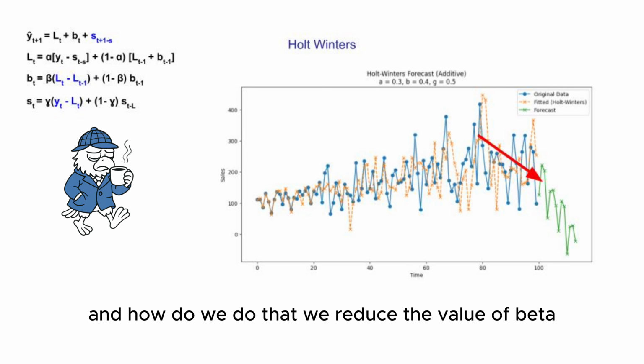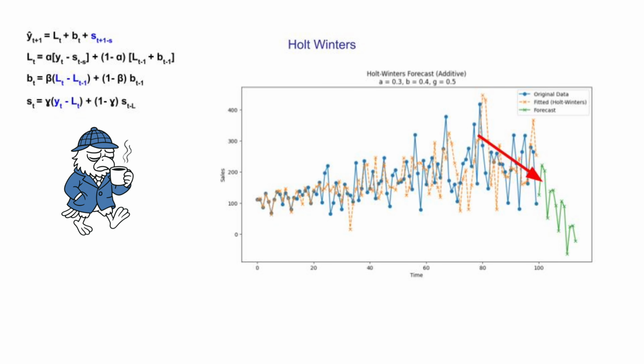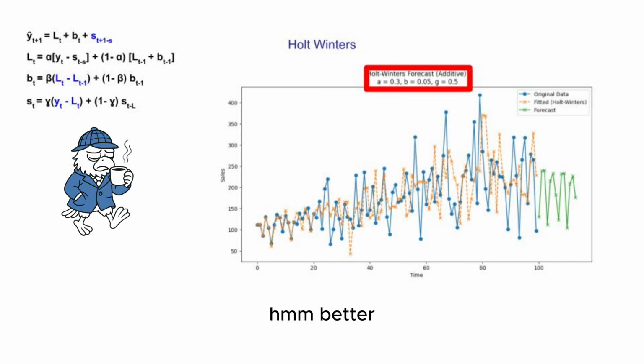And how do we do that? We reduce the value of beta. Better. The trick lies in selecting these values of smoothing parameters.